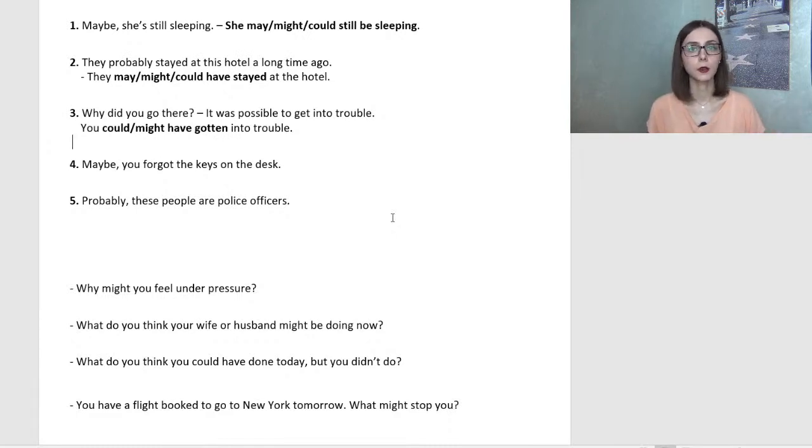By the way, if you are learning British English, it's also possible to say you could have got into trouble, because the 3 forms of get for British are get, got, got. Americans: get, got, gotten. So I just typed the American version here. So number 4, maybe you forgot the keys on the desk. Try and remake this sentence, please.